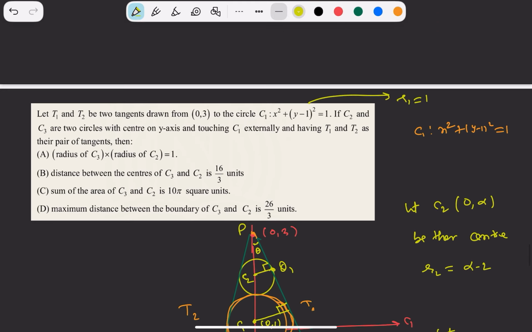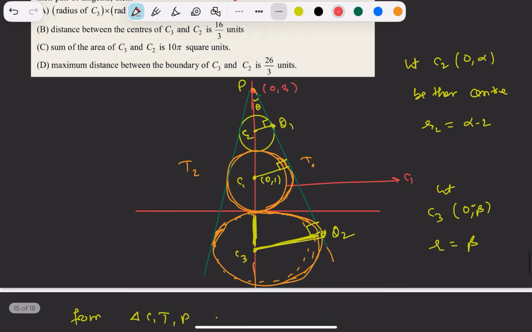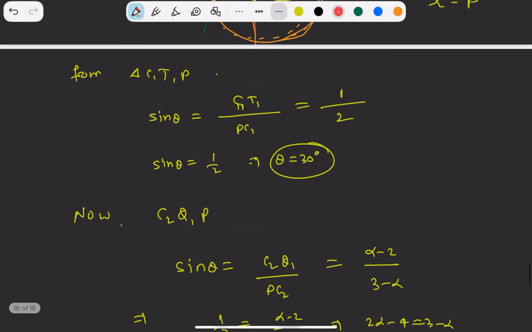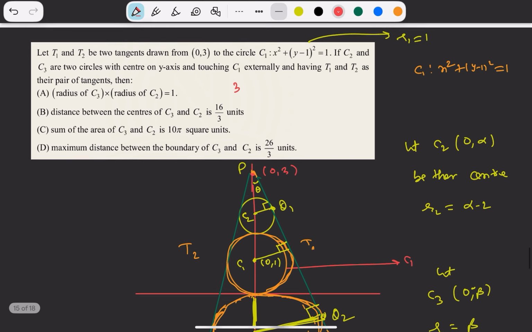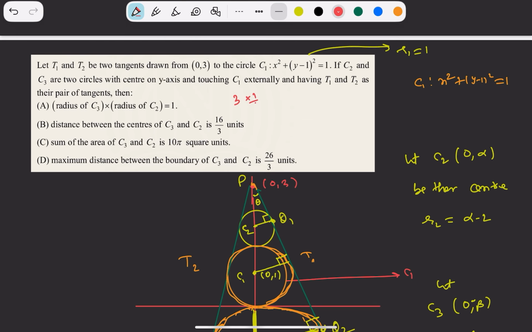They are saying the product of radius R3 and R2. So radius R3, how much are we getting? It's 3. And R2 radius, how much are we getting? We calculated R2 radius now: 1 by 3. So yes, 3 into 1 by 3, that is 1 itself. So the first option is correct.